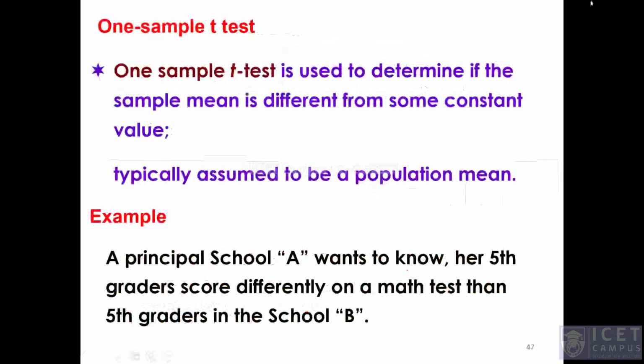The last type of t-test is the one sample t-test. I told you that a one sample t-test is compared with a hypothesized value or a constant value. Sometimes that constant value is the population mean or something. This is the example.